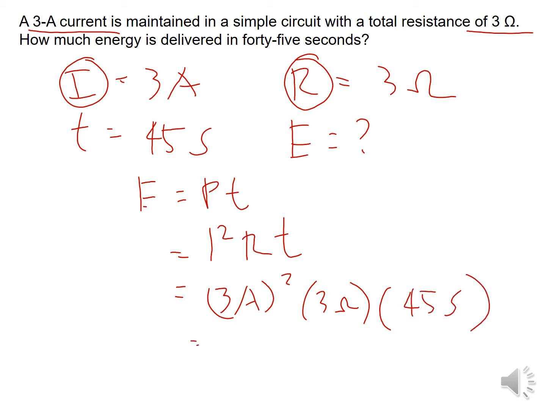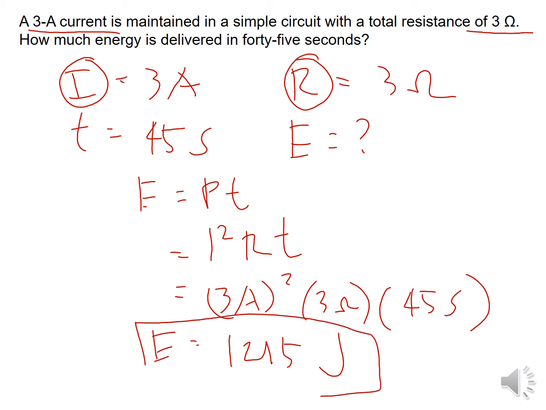So this is 9 times 3, 27. 27 times 45. This is 1,215 joules. Okay, so this is the energy, 1,215 joules.